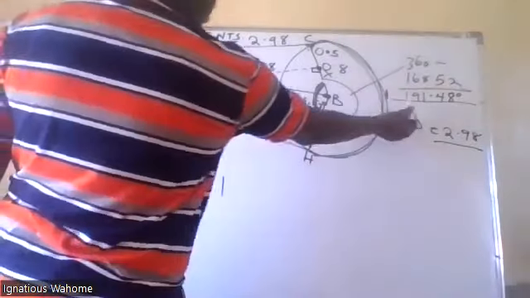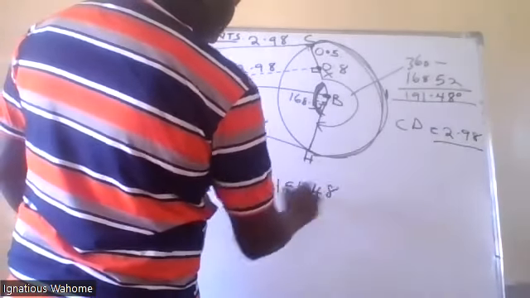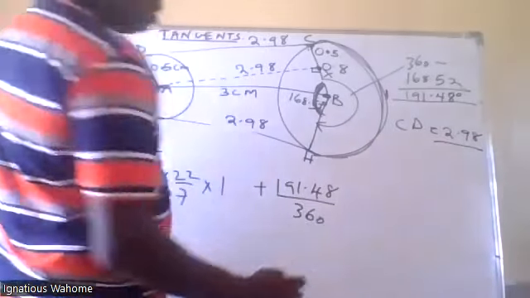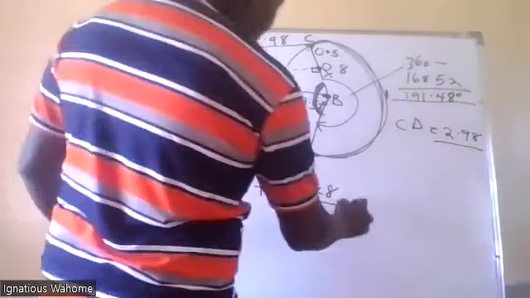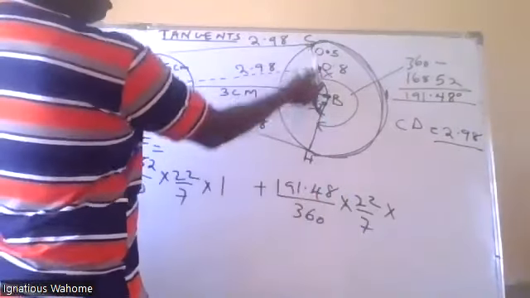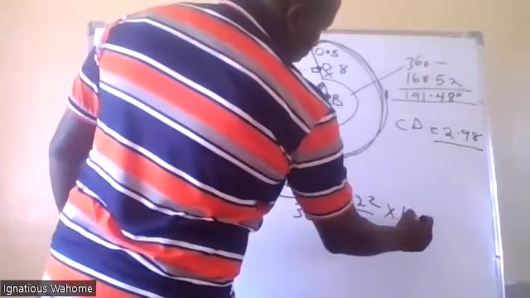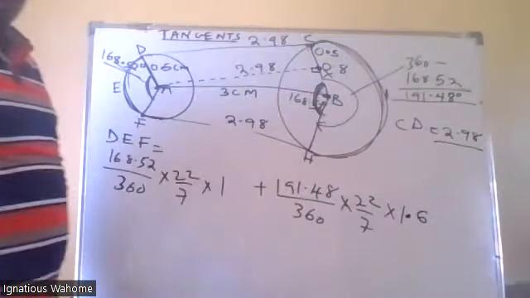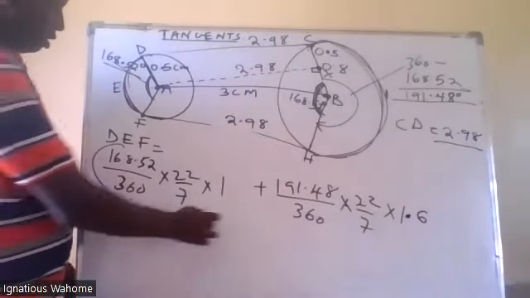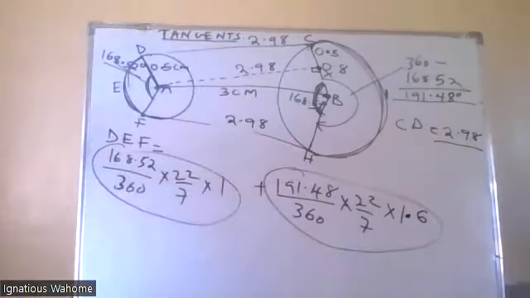Then you take 191.48 over 360 times 22 over 7 times the diameter. Here the radius was 0.8, so the diameter must be 1.6. So this is how to find the arc length, to find this and to find this.